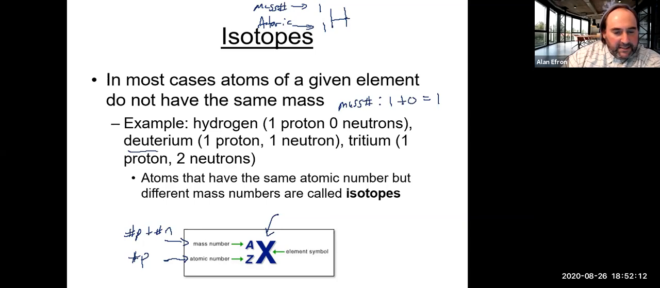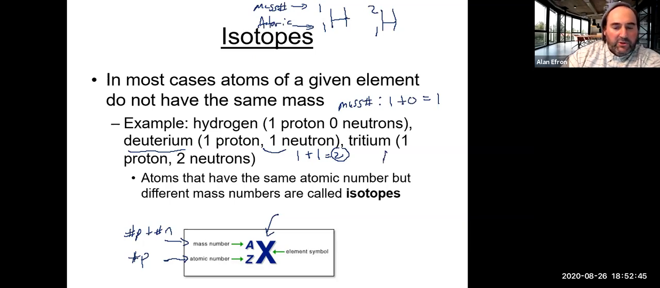If I went to deuterium, it also has 1 proton, which means its atomic number is still 1. If you want the symbol for that, even though it's not called hydrogen, it has 1 proton, which means it actually is hydrogen. You would go to the periodic table and find number 1. And again, atomic number bottom left. In the case of deuterium, we have 1 proton plus 1 neutron, which gives us 2 for our mass number, which would go up on top.